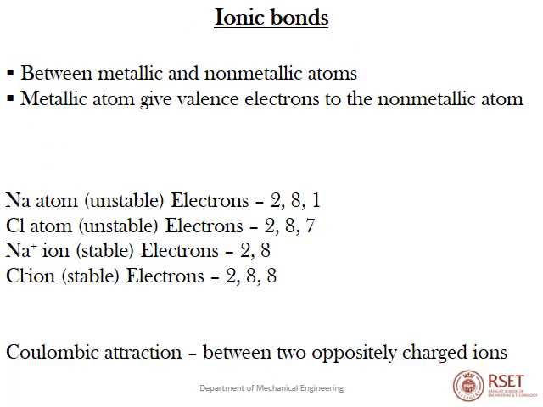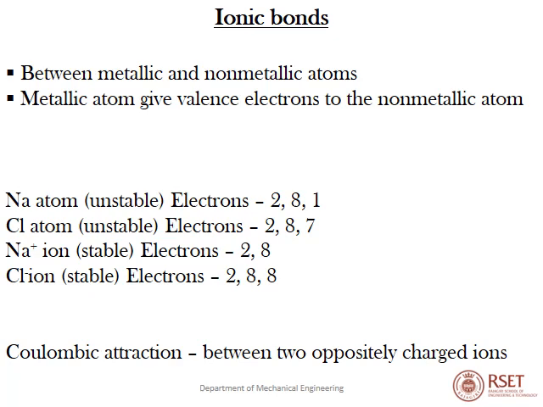If you look into the primary interatomic bonds in detail, the first one is the ionic bond, which is between metallic and non-metallic atoms. The metallic atom gives valence electrons to the non-metallic atom. Take the example of the sodium atom. You can see one electron is in excess, which makes it unstable. But the chlorine atom requires one electron in its third shell to become stable. So the electropositive sodium atom will donate the electron, and at the same time the electronegative chlorine atom will accept the electron.